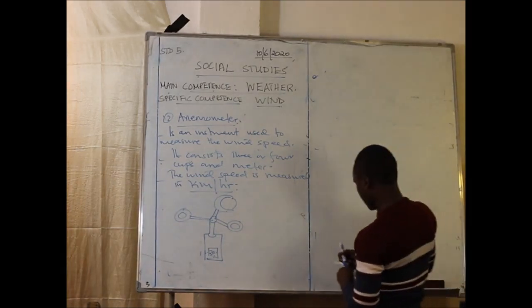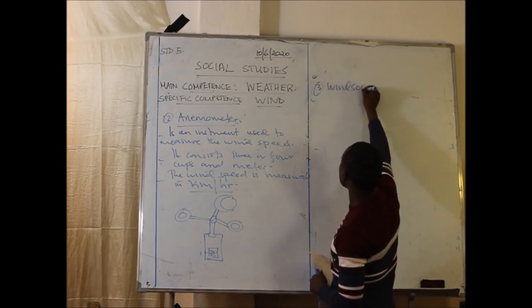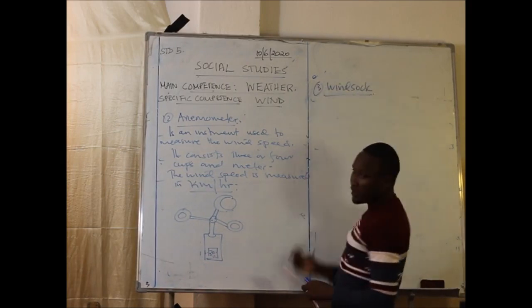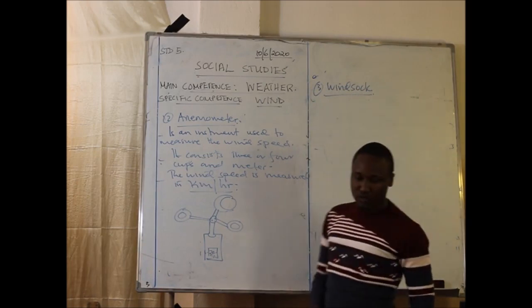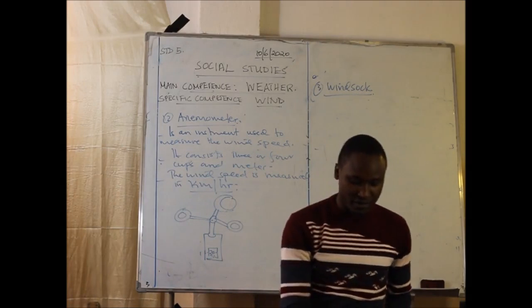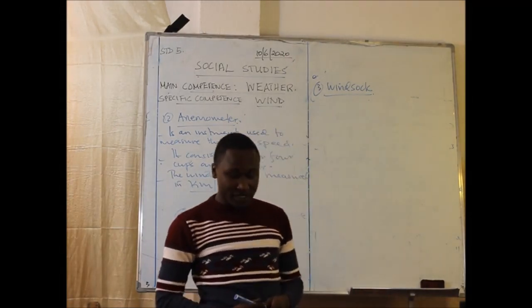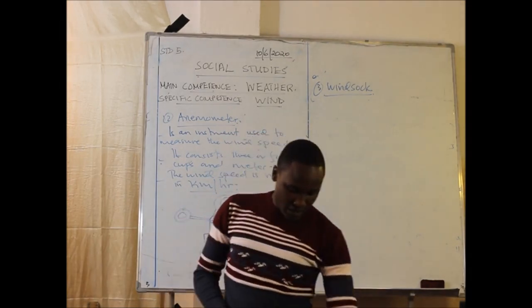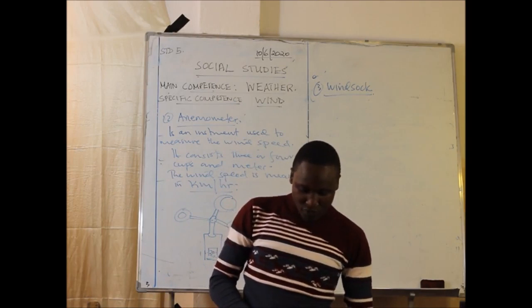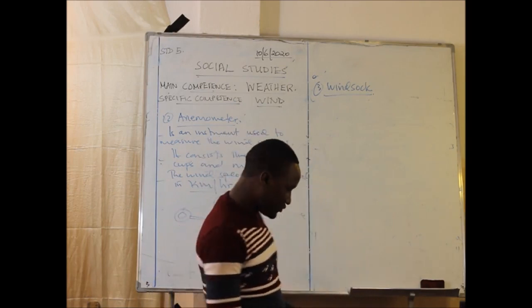The windsock, number 3. Now the windsock is the device which is used to determine or to measure the wind strength, the wind power. And most are found at the airport or at the weather station.